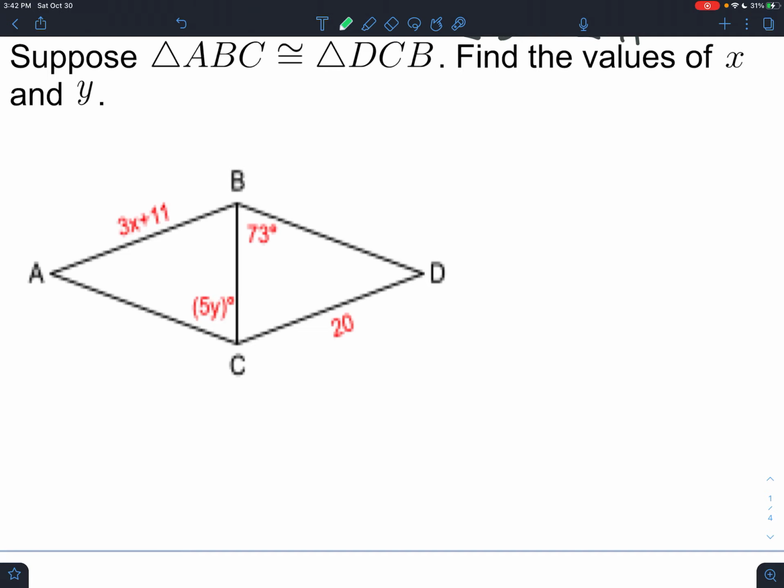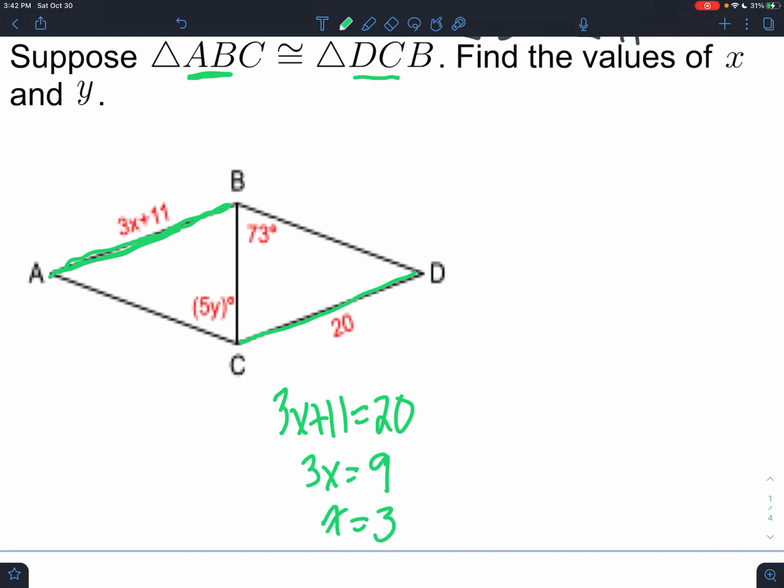They give us another congruence statement, and they say find x and y. So again, if we want to learn about AB here, we look and say AB. That goes with DC. DC's right here. And that turns out to give us a very nice equation for x. First two letters going with the first two letters. They're talking about sides. Put them together and you're good.